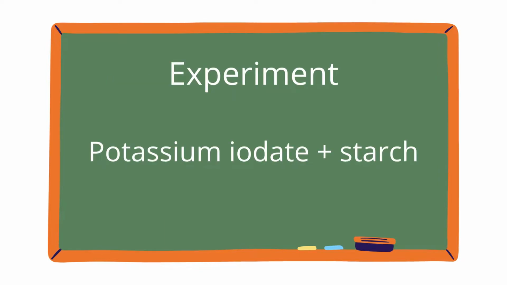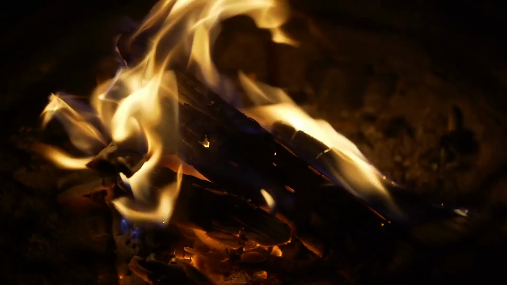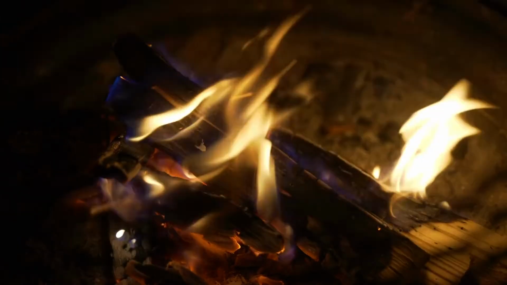We also examined this through another experiment where we used dilute potassium iodate and reacted this with a fixed amount of starch. The concentration of potassium iodate was varied from 10% to 90%. The time taken was plotted against the percentage concentration of potassium iodate. The results show that there was a logarithmic relationship between concentration and the time taken to react. Clearly, the higher concentration gives a faster rate of reaction. Going back to our example of a wood fire, we can see how the concentration of oxygen influences the rate of the combustion reaction.